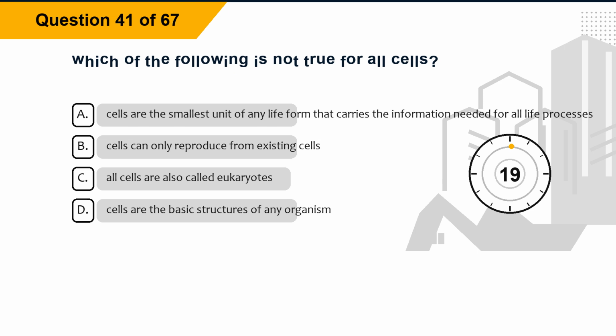Question 41. Which of the following is not true for all cells? Option A. Cells are the smallest unit of any life form that carries the information needed for all life processes. Option B. Cells can only reproduce from existing cells. Option C. All cells are also called eukaryotes. Option D. Cells are the basic structures of any organism.